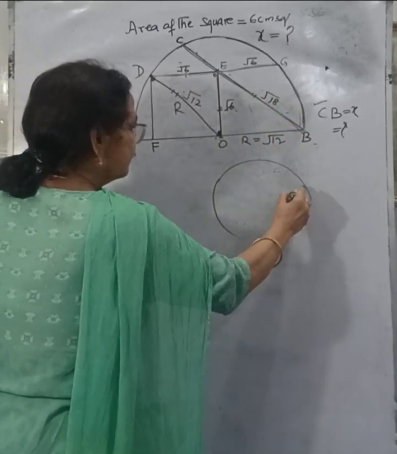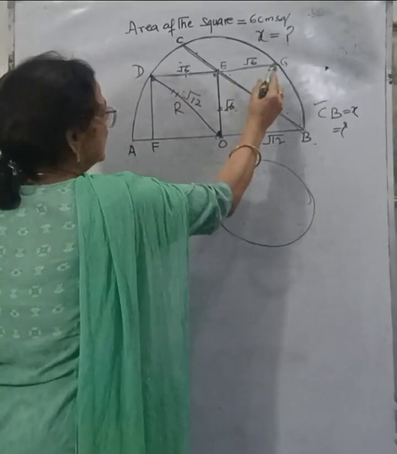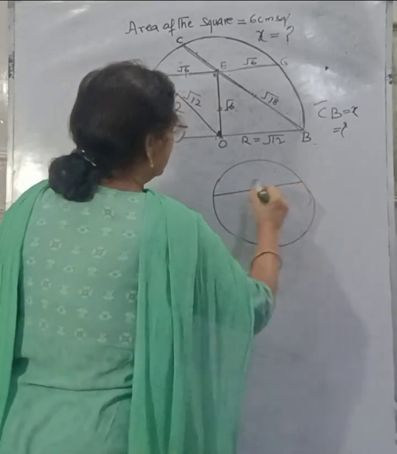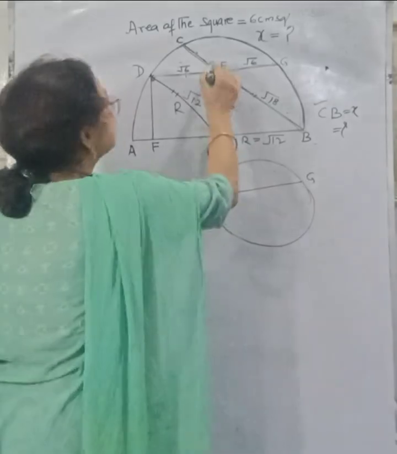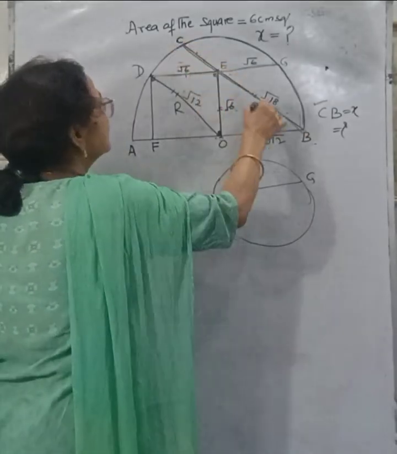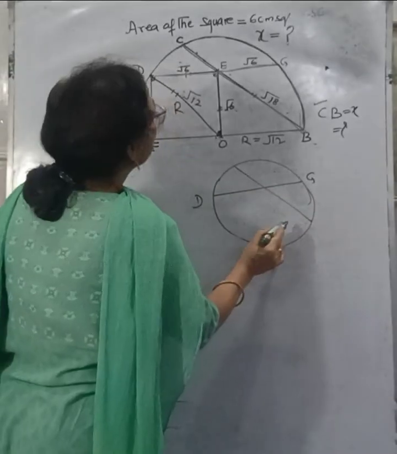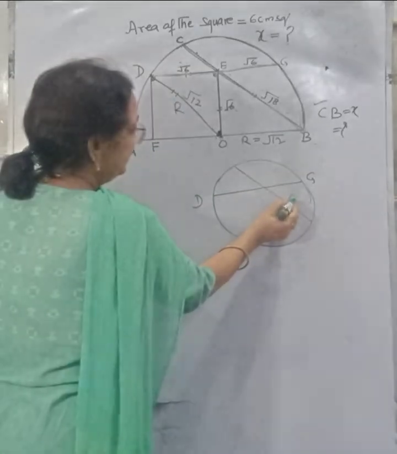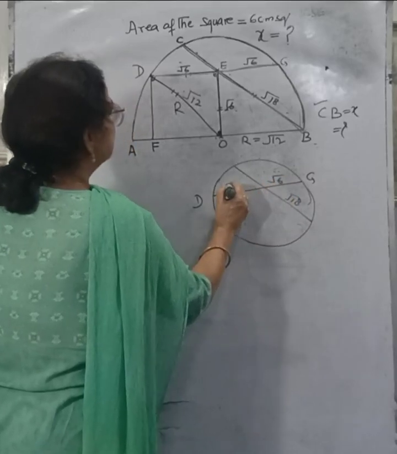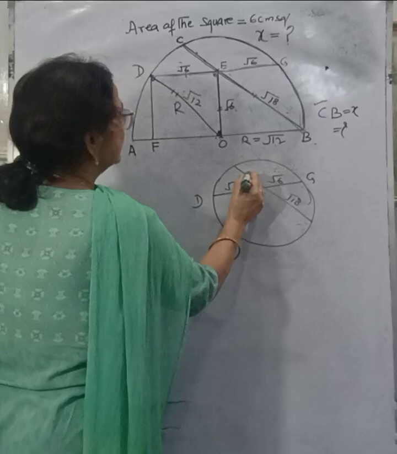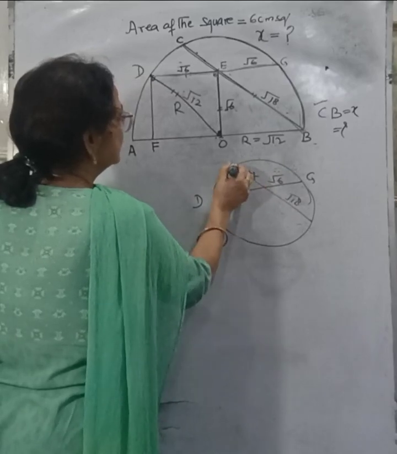This is a full circle in which we have our chord DG. This is intersected by this chord CB in this way. This is root of 18. This is root of 6. This is root of 6. And this, let us suppose, is y. This portion is y.